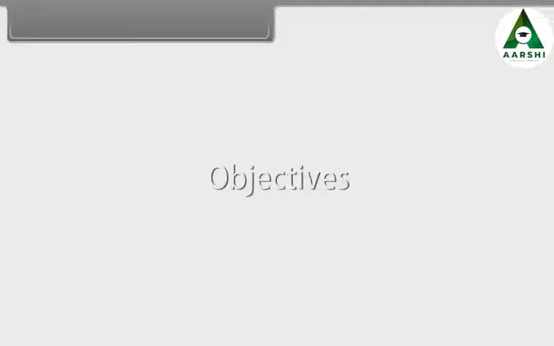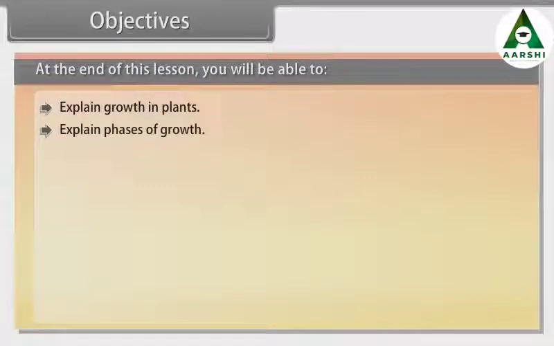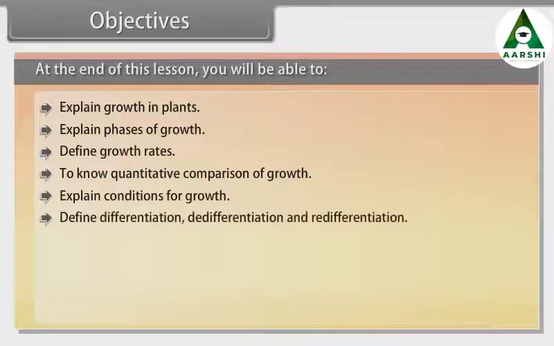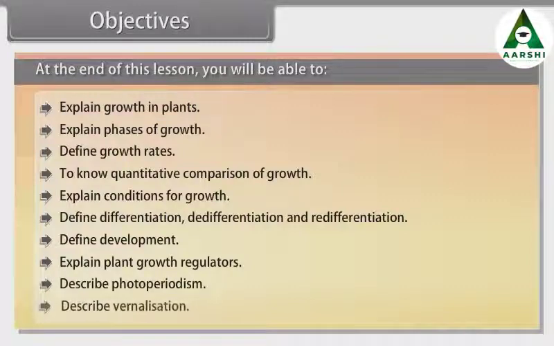Objectives. At the end of this lesson, you will be able to explain growth in plants, explain phases of growth, define growth rates, know quantitative comparison of growth, explain conditions for growth, define differentiation, dedifferentiation, and redifferentiation. Define development. Explain plant growth regulators. Describe photoperiodism. Describe vernalization.